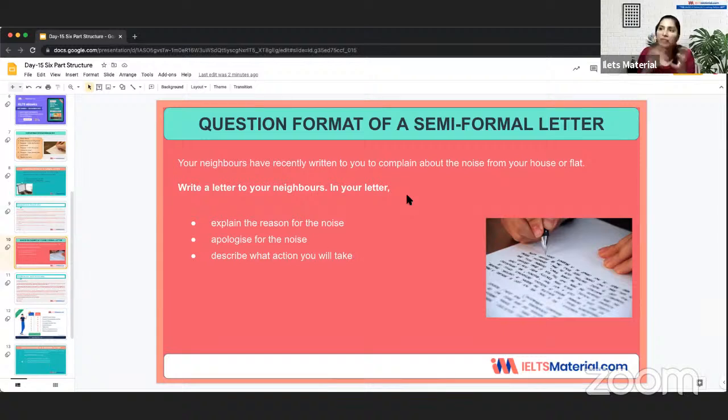Is it an invitation letter, apology letter, Thanksgiving letter, complaint letter, or is it a requesting letter? Please read the question properly. Is it an apology letter, or is it a complaint letter, or is it a Thanksgiving letter? What is it? Read all the points and then give the answer.